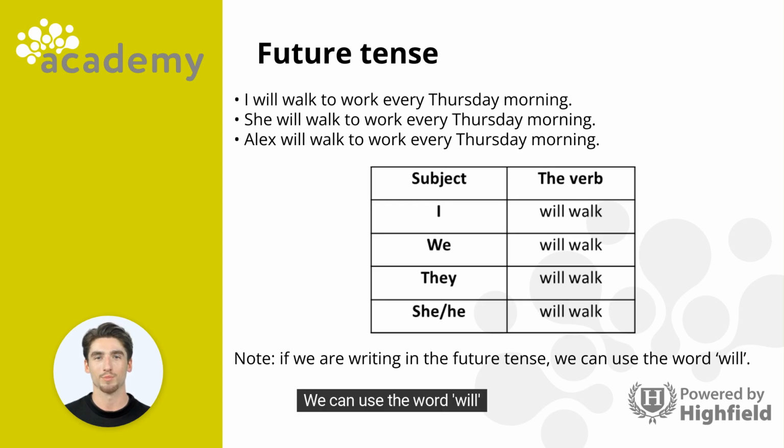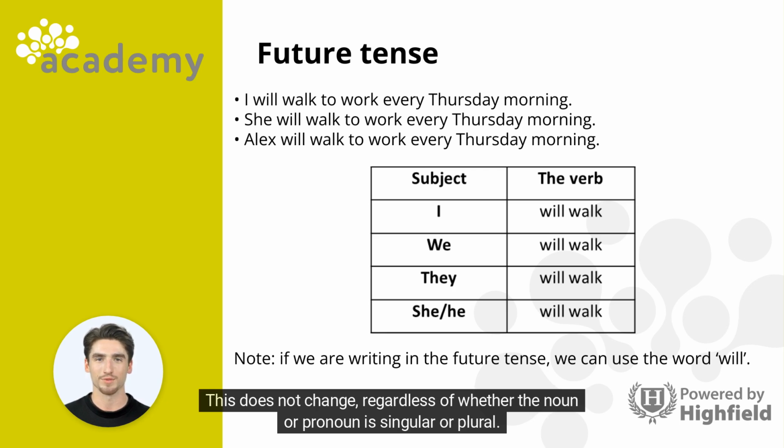We can use the word will to show future tense. For example, we will walk, or they will walk. This does not change, regardless of whether the noun or pronoun is singular or plural.